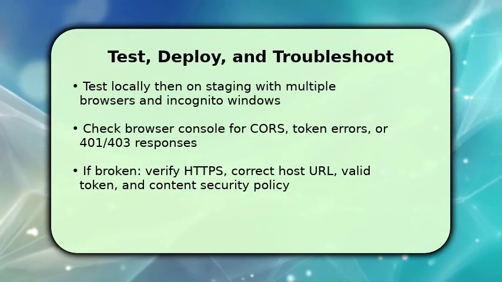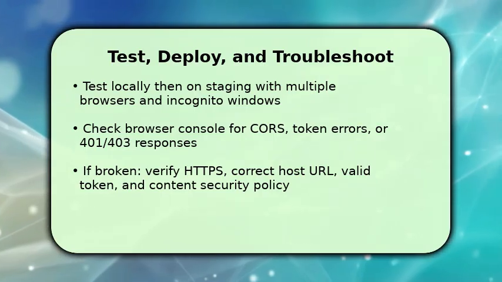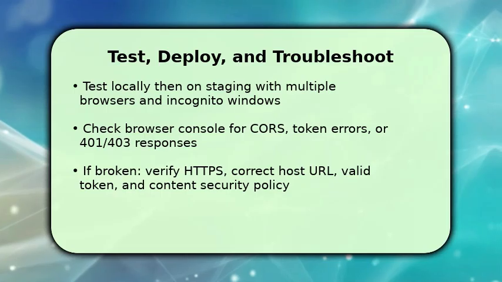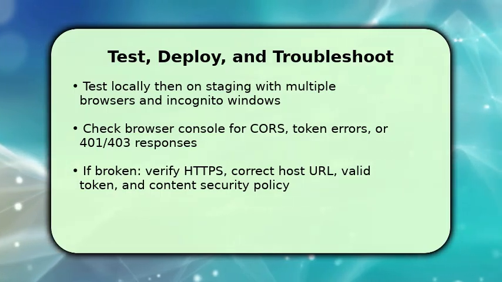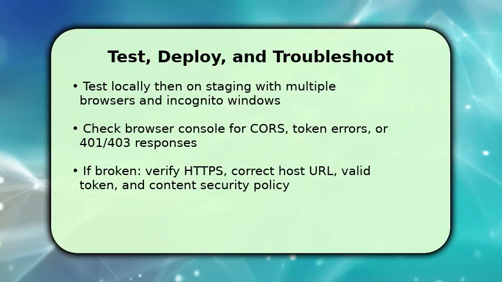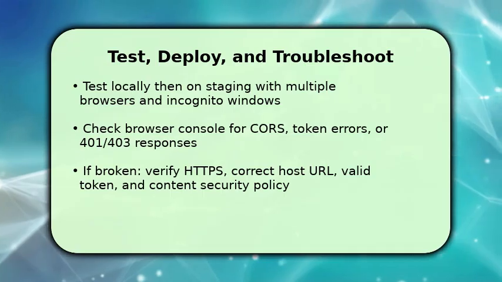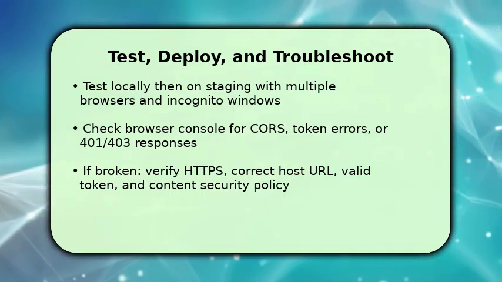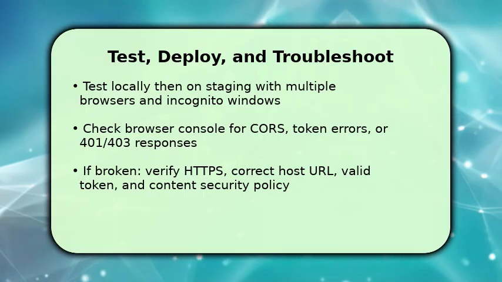Finish by thoroughly testing. Open your site, send messages, and confirm Botpress replies. Once satisfied, deploy to production and monitor logs for session and network errors. If messages don't appear, check for CORS issues, invalid tokens, or mismatched host URLs. These are common causes. Also inspect content security policy and ensure the web chat script source is allowed.